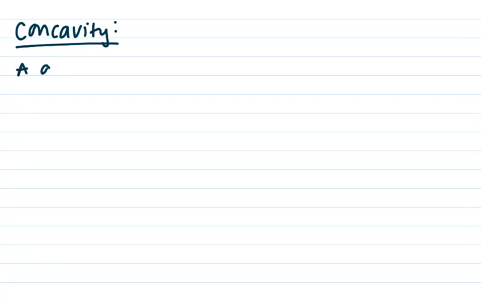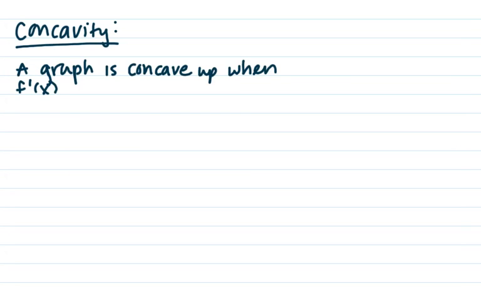So the first part says, a graph is concave up when f prime of x is increasing. Okay, so let's think about what that means. In this context, f prime of x we often think of as the slope of the function.